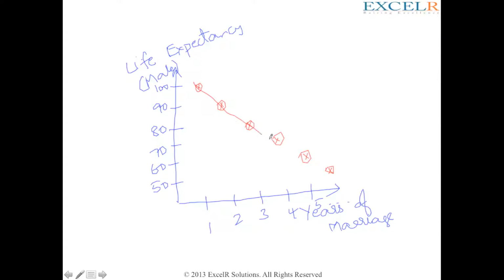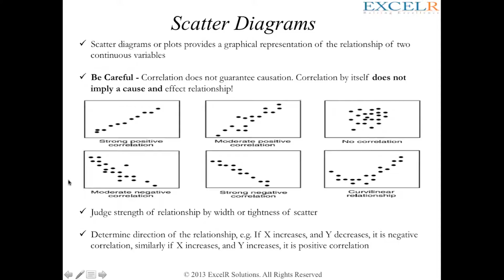So if you see this kind of a trend, a negative trend, that is, as the years of marriage increase, your life expectancy would decrease. If you notice this kind of a trend, it is called negative correlation. All right, let me go back. Now it should make sense for you all.